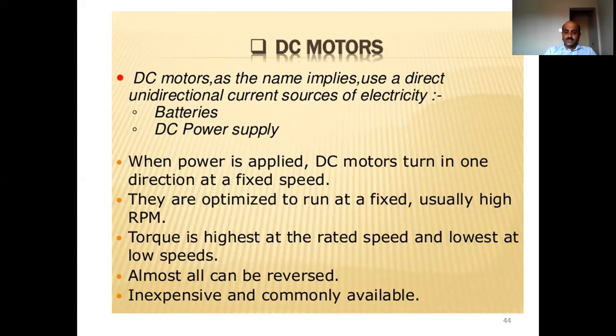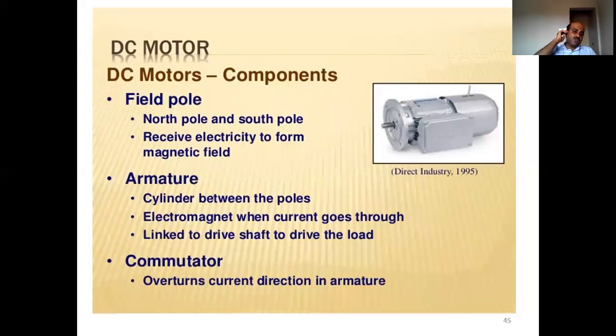And they are optimized to run at a high speed or a fixed RPM, usually at higher RPM. Torque will be maximum at the maximum speed and minimum at the lowest speed. And they are inexpensive and commonly available.